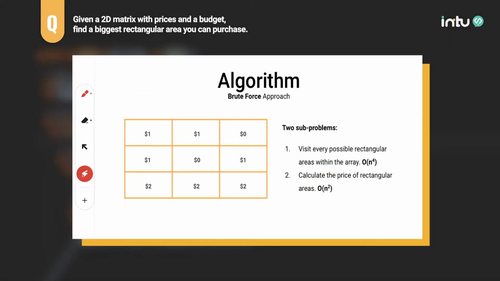Let's break the question into two different subproblems. First one is to find an algorithm to visit every possible rectangular area within the given array. The second part is to calculate the price of rectangular areas. In order to visit every possible rectangle, I would affix the top left corner of the rectangle and expand. Something like this.